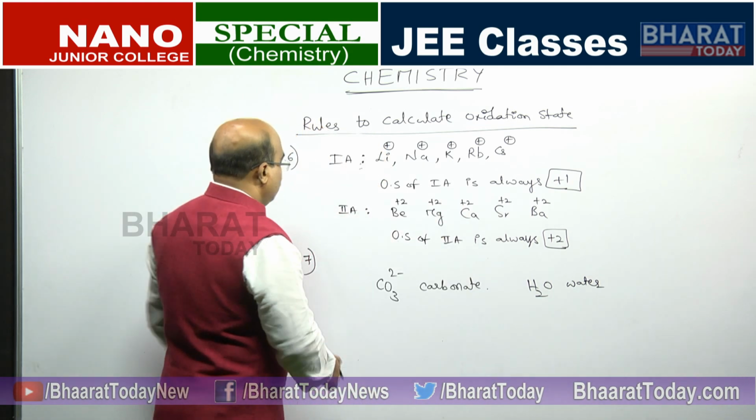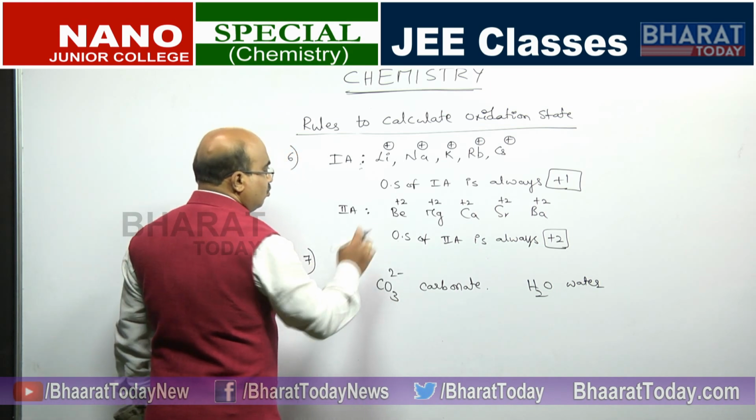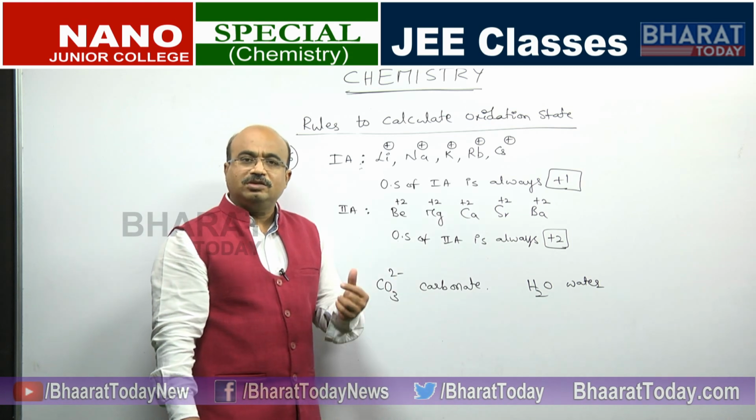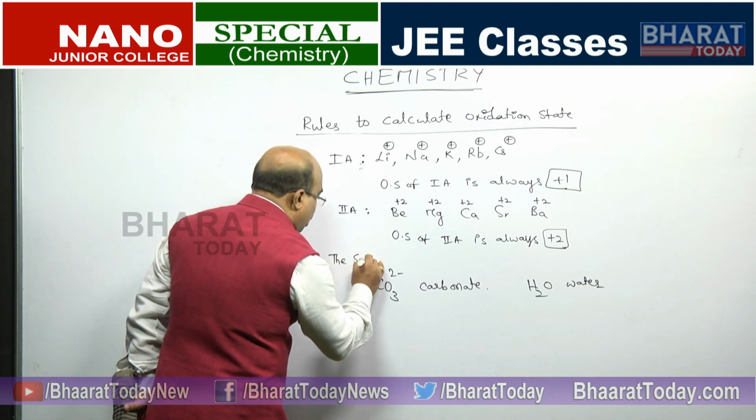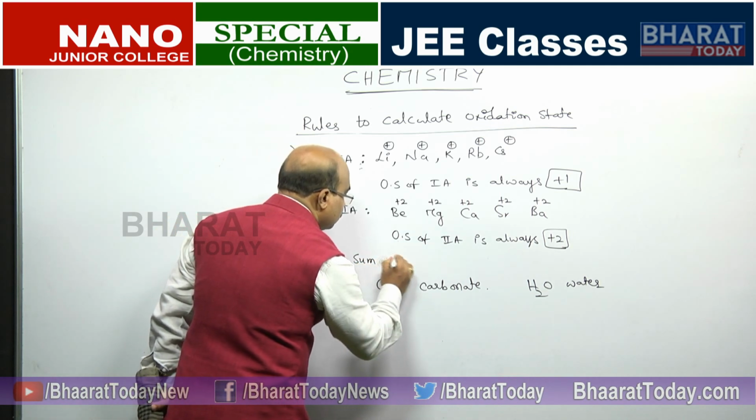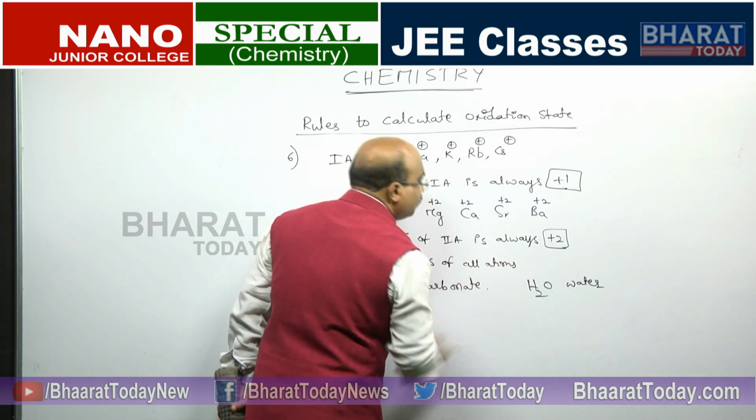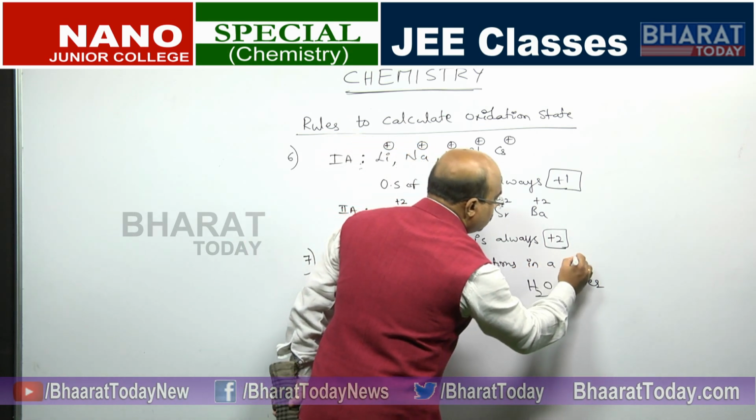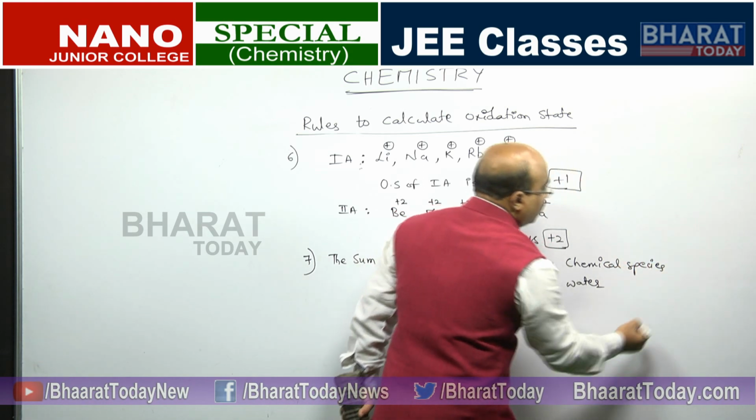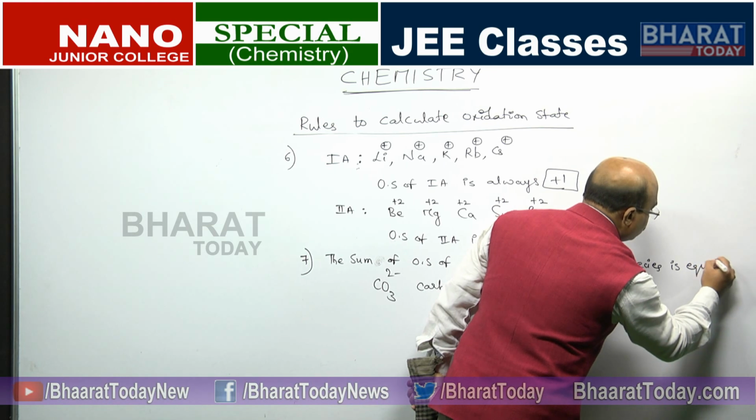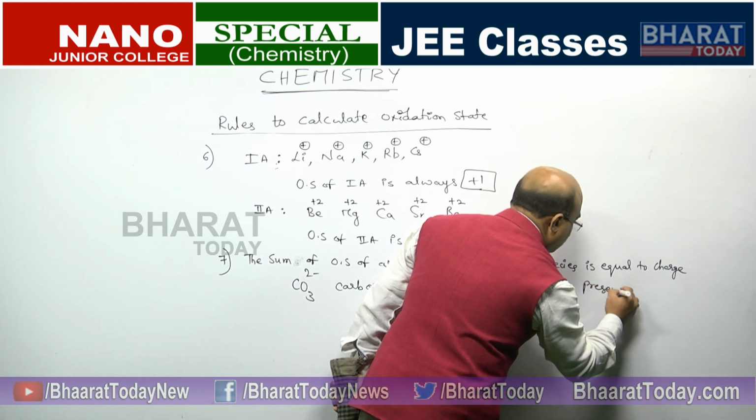So, the rule is that the charge on these should be equal to -2. The charges we are talking about are oxidation states. So, the sum of the oxidation states of all atoms in a chemical species is equal to the charge present on it.